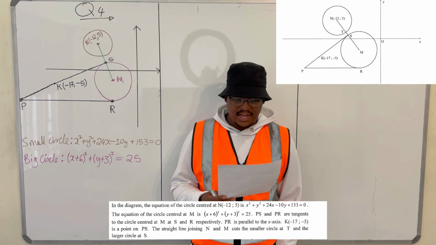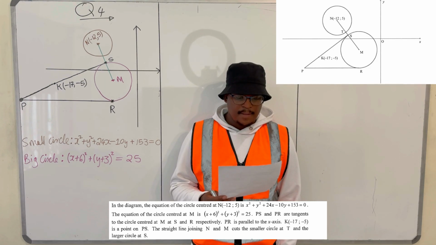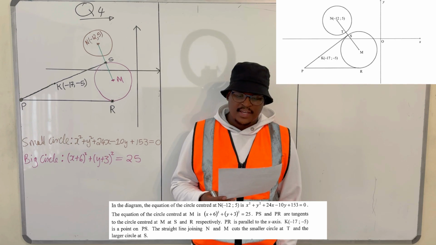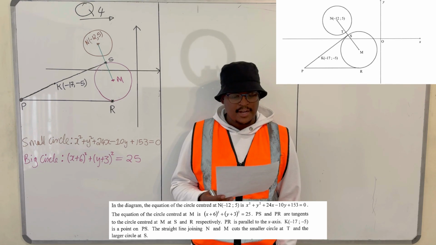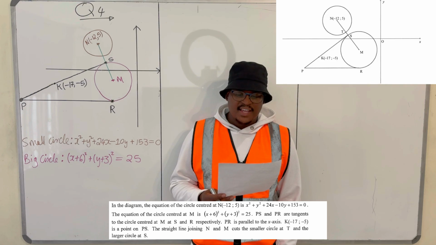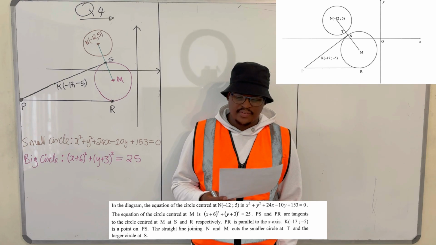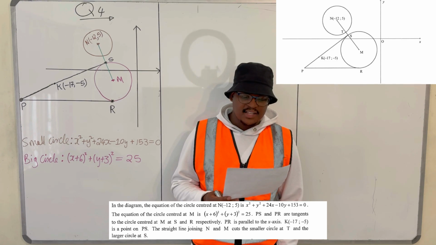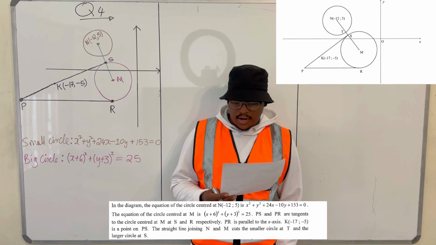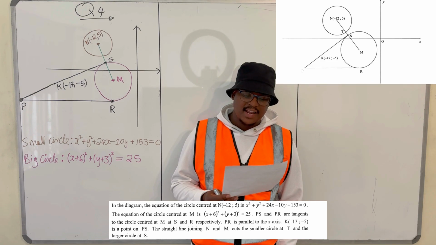No problem. Let me read this again. They are saying, in the diagram, the equation of a circle centered at N is x squared plus y squared plus 24x minus 10y plus 153 is equal to 0. The equation of a circle centered at M is (x plus 6) all squared plus (y plus 3) all squared is equal to 25. PS and PR are tangent to the circle centered at M at S and R respectively. PR is parallel to the x-axis. K is a point on PS. The straight line joining N and M cuts the smaller circle at T and the larger circle at S.